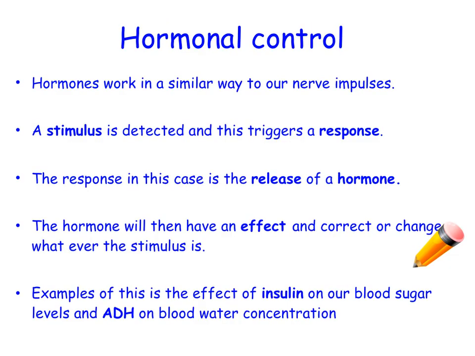Let's have a look at hormone control. Now, hormone control works maybe in a similar sort of way to a nerve impulse. There's some sort of stimulus that is detected in the body. It could be that you have a change in your blood sugar concentration or in the levels of water in your bloodstream, and that will trigger a response. And in this case here, that response is the release of a hormone. And then the hormone will then have some sort of effect and correct or change whatever the stimulus has been.